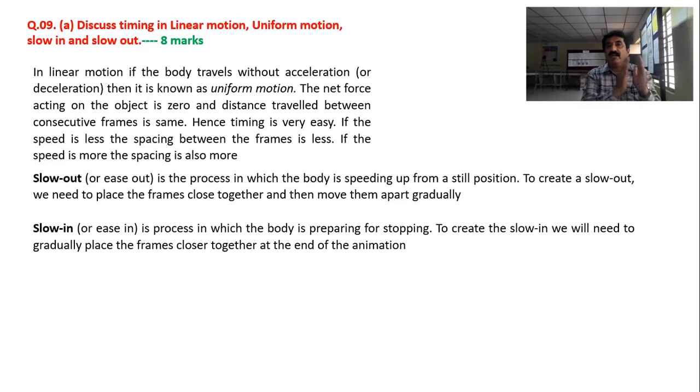In ease out and ease in, also slow out and slow in, framing is not uniform. Initially we will have more number of frames nearby, and gradually the gap increases, the number of frames decreases, and again there will be an increase in the frames.